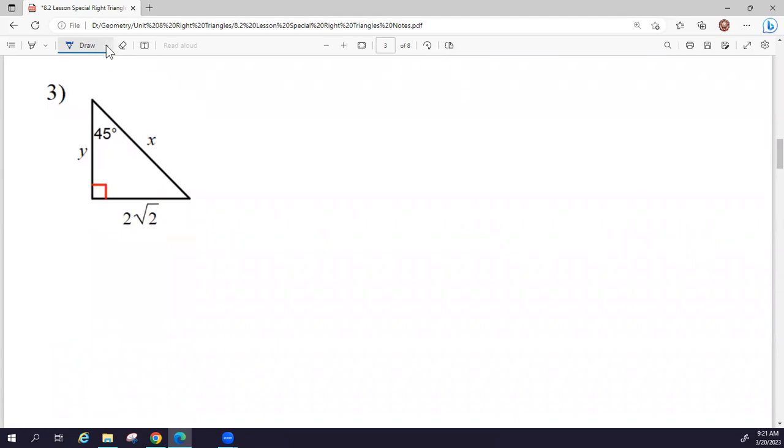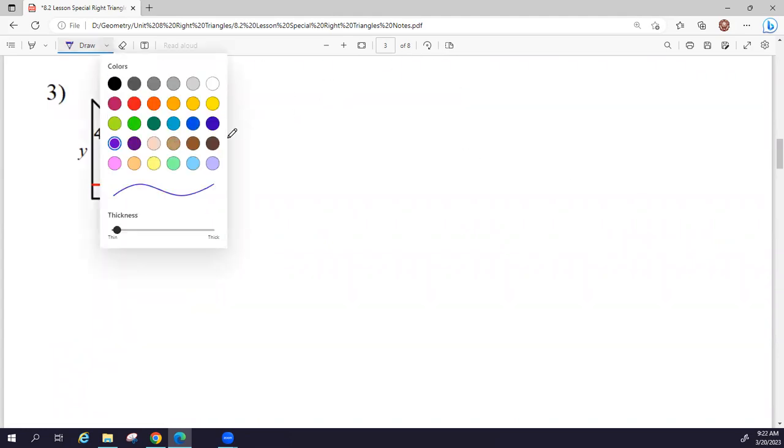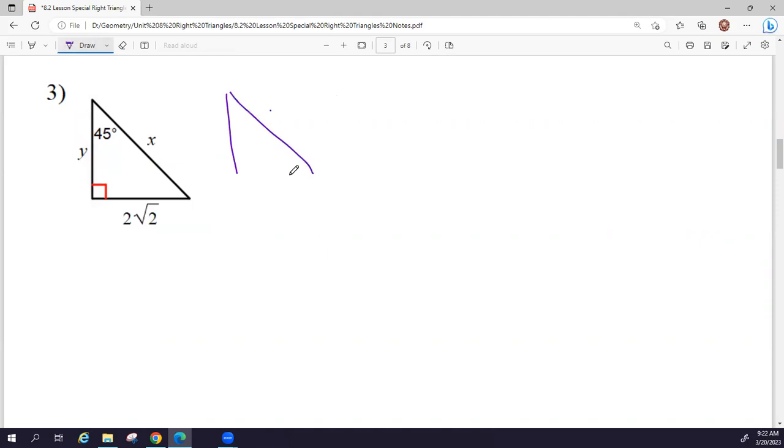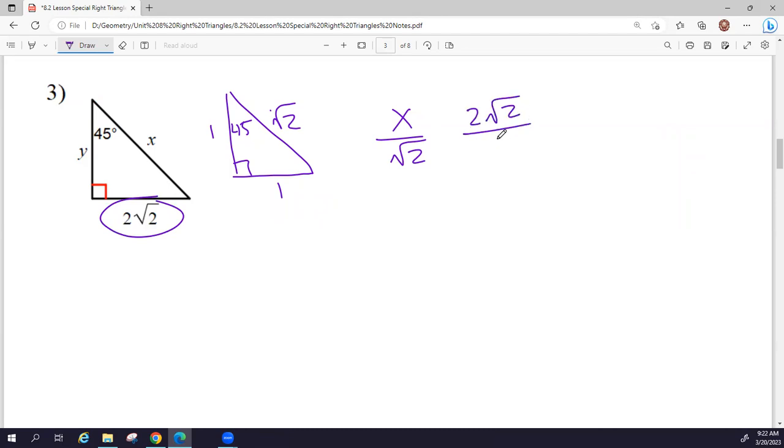Let me do one more. I'm always going to draw my reference triangle. You can draw it nice and quick. Doesn't have to be perfect. The legs are 1 and 1. Hypotenuse is square root of 2. I'm going to solve for x here first. So I'm going to match x, the hypotenuse, with root 2, the hypotenuse in my reference triangle. I'm going to match this side that I know, the leg, 2 root 2, with the leg in my reference triangle, 1.